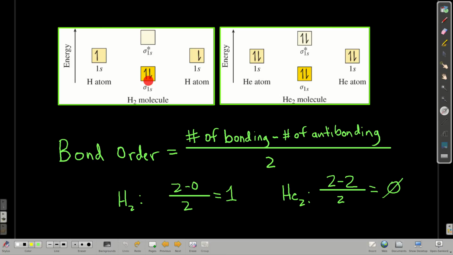We can put 2 electrons at most into each molecular orbital, just like regular atomic orbitals. And if they're in the same orbital, they have to have opposite spins. So 2 electrons in here, none in here.